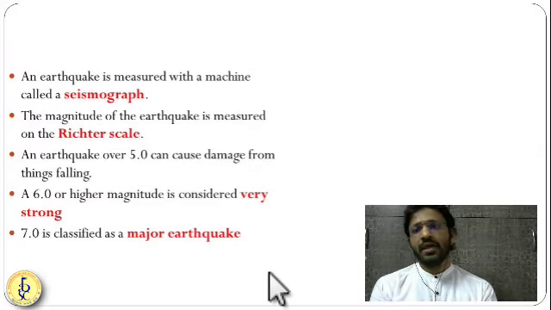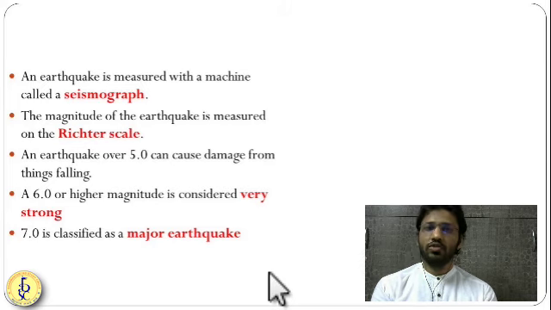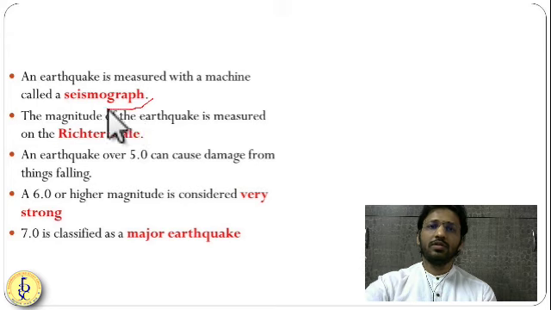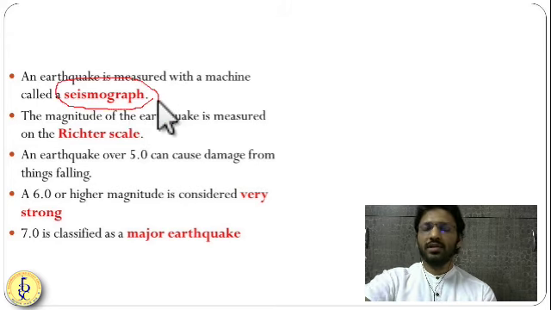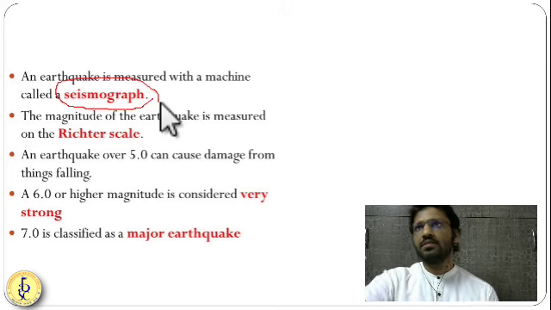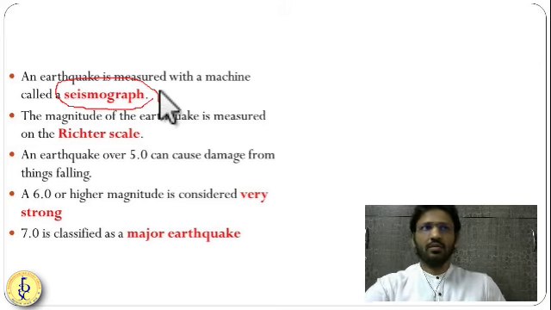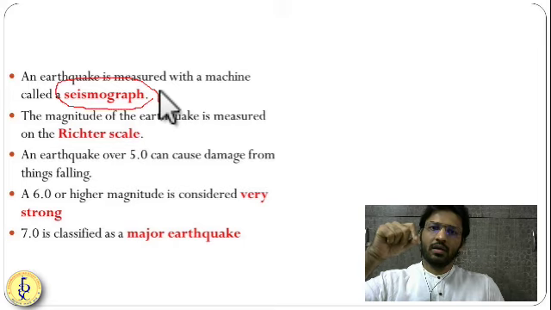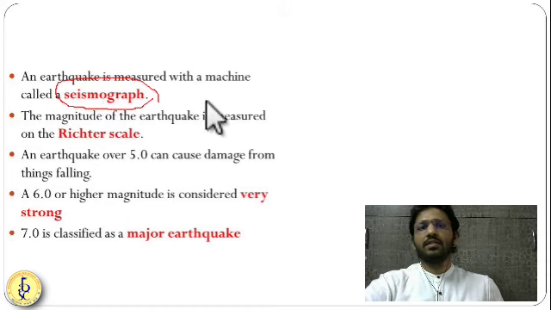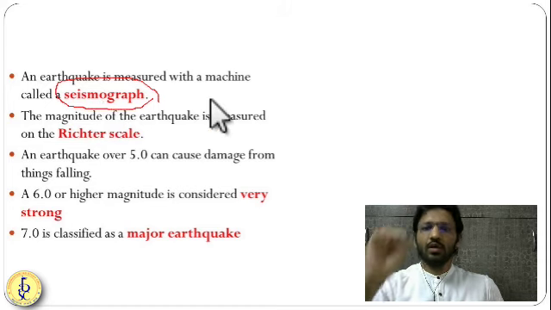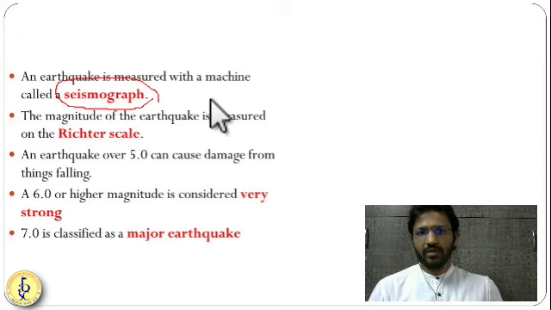Earthquake is measured by a particular instrument known as a seismograph. So this is a seismograph. You will see in the news they show this particular machine. Like a circular machine, it has some pins connected to it, and that pin has some ink in it, and it can draw a particular graph. So that's why it is known as a seismograph. It will tell you the intensity of the earthquake.